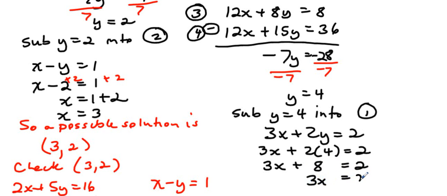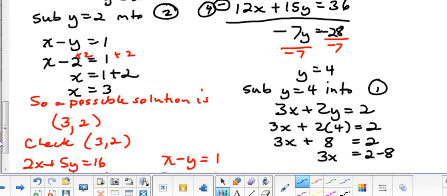3x equals 2 minus 8, when we bring that 8 over. Oopsie. Oh dear, what did I do?